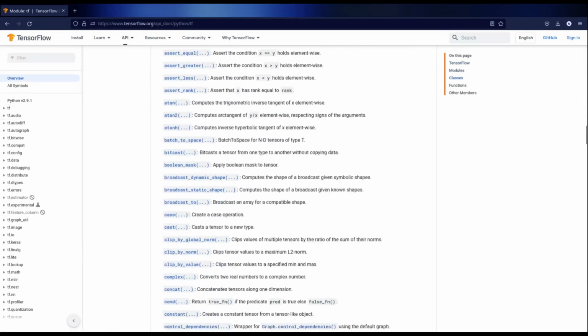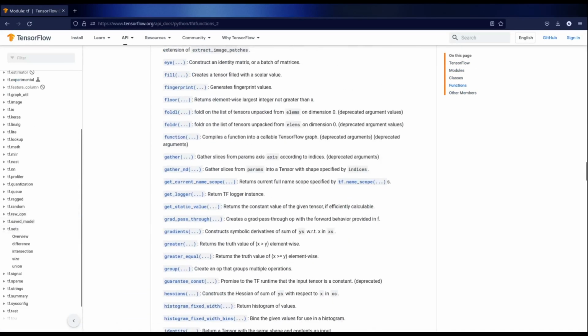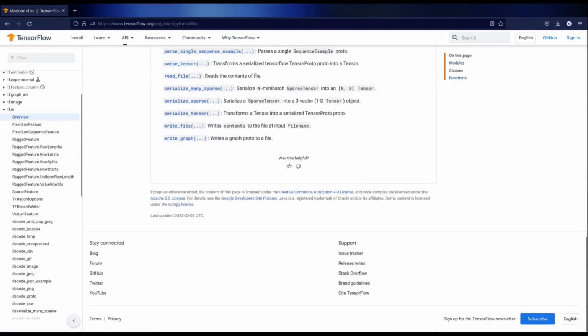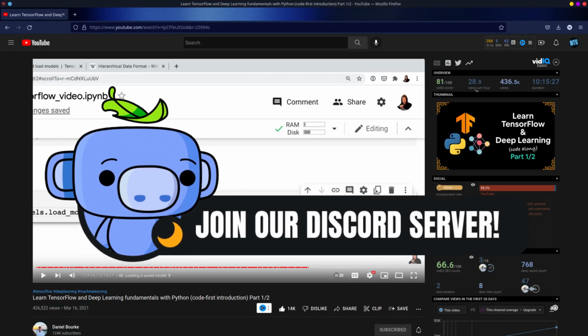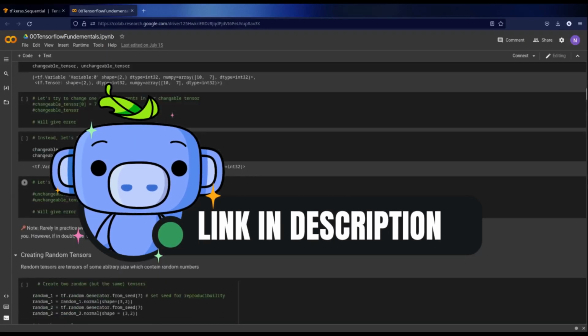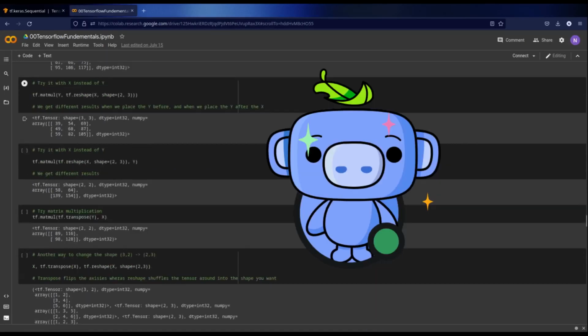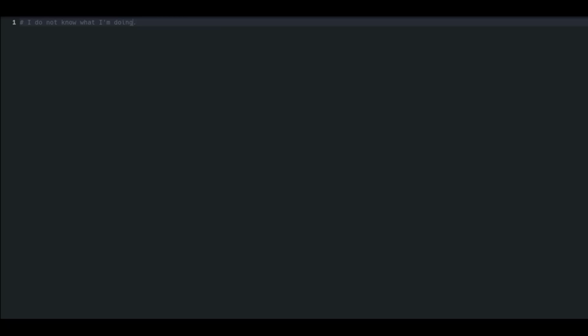To learn Tensorflow and deep learning, I used two resources: the official Tensorflow docs and Daniel Bourke's Learn Tensorflow in 10 Hours tutorial. I'll have the links to both in the pinned comment. Once I had learned the basics, I tried my hand at creating a sentiment analysis model. Though, there was one more problem.